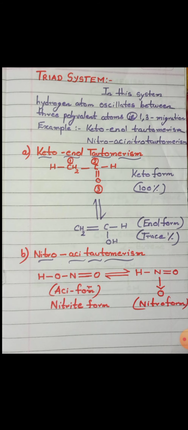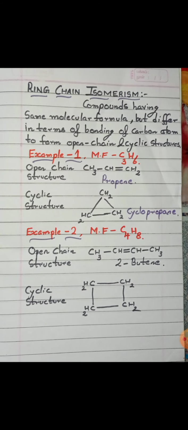Now coming to the last type of isomerism, ring chain isomerism. Compounds having same molecular formula but differ in the number of bonding of carbon atoms to form either an open chain or a cyclic structure. Example 1, the compound of molecular formula C3H6. The open chain structure can be propene, that is 1-propene, CH3CH double bond CH2, or it can be a cyclic structure CH2CH2CH2 like a triangle, that is cyclopropane.